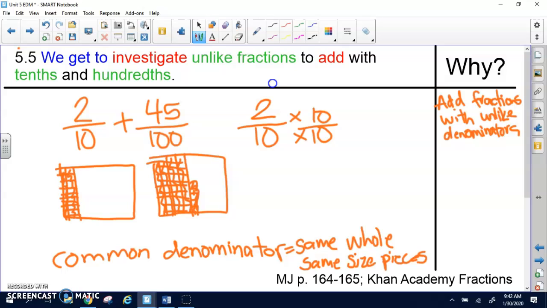It's one whole, right? And what is anything multiplied by 1? Itself. So I'm not changing the amount that's shaded. All I'm changing is the number of pieces that I've broken the whole into. When I multiply by 10 tenths, it's 2 times 10 is 20, 10 times 10 is 100, and now I have 20 hundredths, not 20 tenths, because I broke these parts down into hundredths instead of tenths.